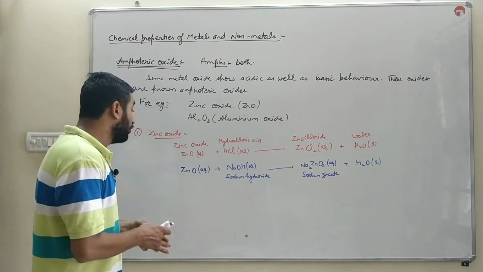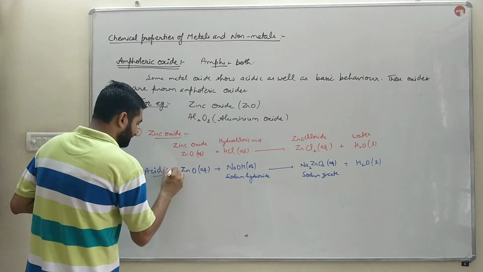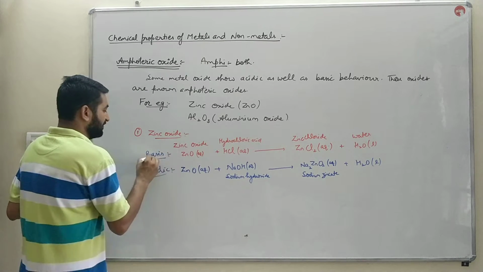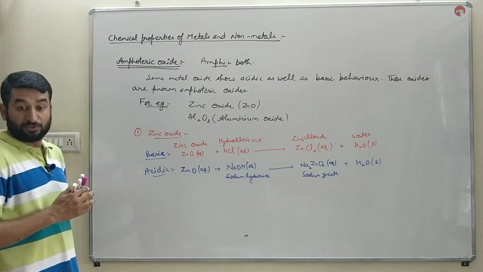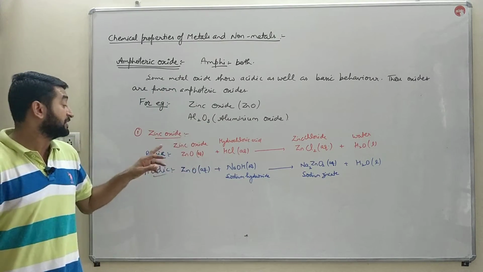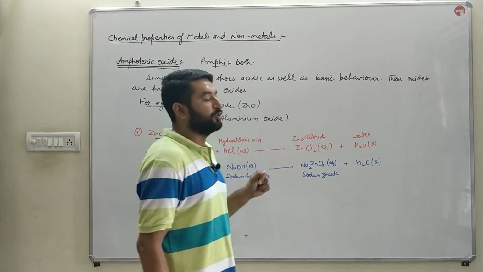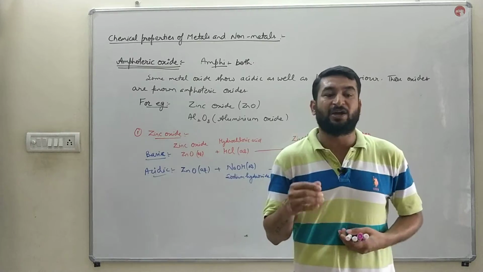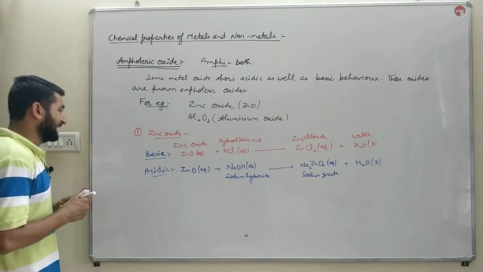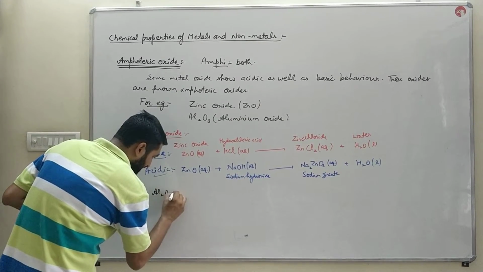So here it shows acidic behavior, and in the first reaction it was showing basic behavior. So zinc oxide, the oxide of a metal, shows acidic nature as well as basic nature. So those types of oxides of metals are known as amphoteric oxides. The second example is aluminium oxide.